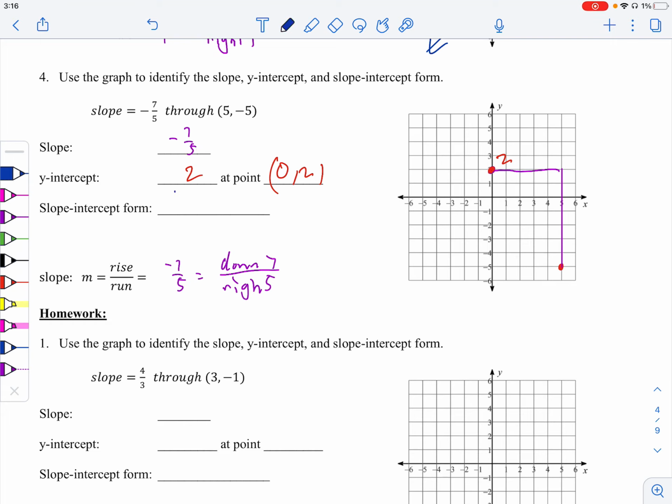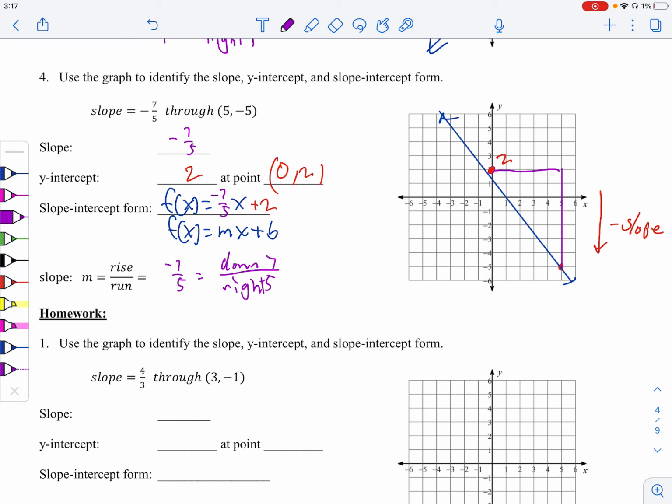So we write it in function notation. f of x equals mx plus b with the x. Our slope is -7 over 5. Our y-intercept is 2, so plus 2. Bam. And then we're done, right? We can draw a line here, and it goes through our points. Not very nice, but it's okay. Right, and we know our slope is negative, so it's going down to the right. Perfect.